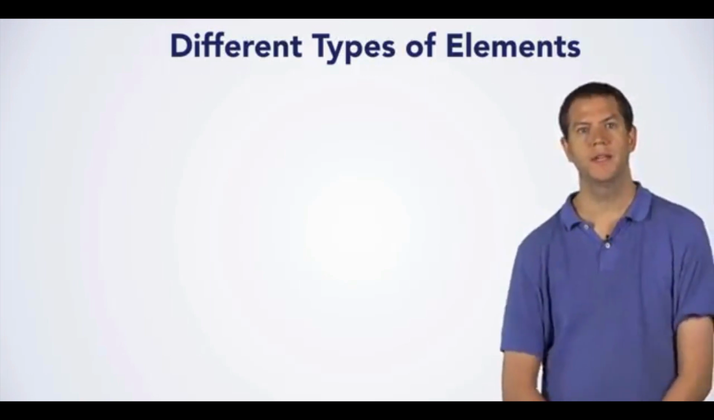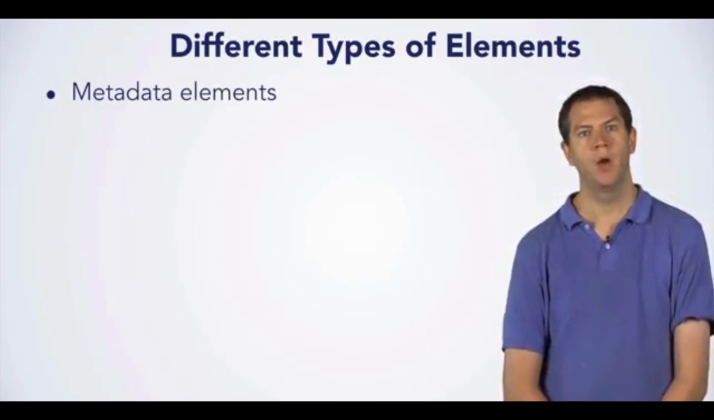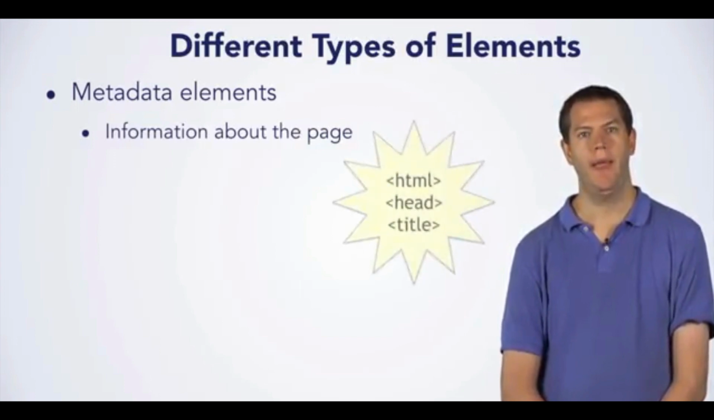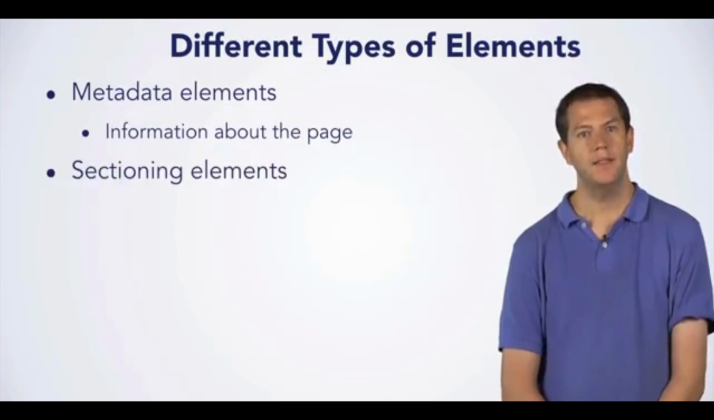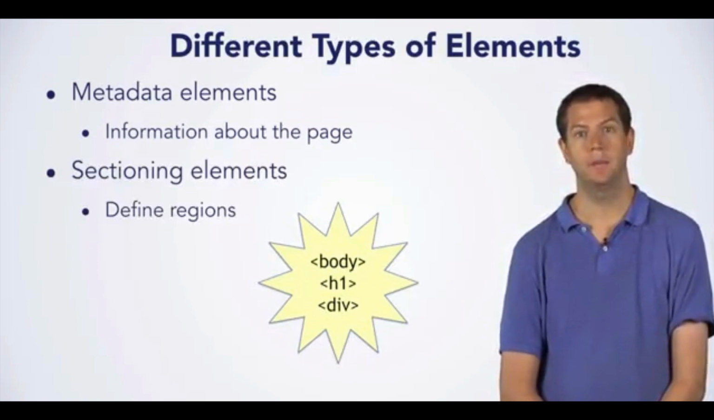Let's look more closely at some different types of HTML tags or elements. Right now, we will look at two types of elements. One group is metadata elements. These contain information about the page. Examples include the HTML tag, head, and title tags. Sectioning elements, which define regions of the page, include tags like body, header tags, and div.